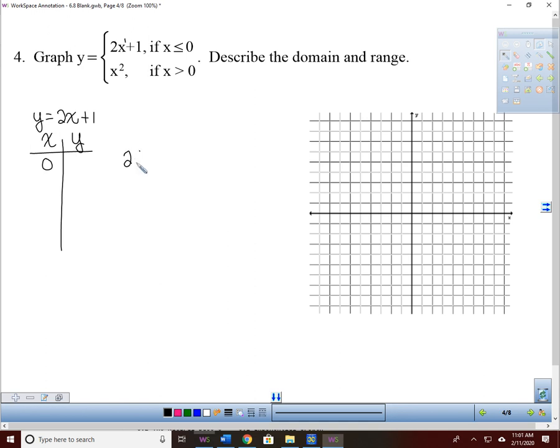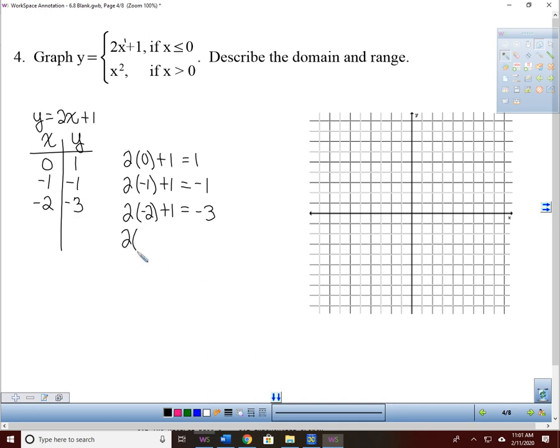So I have 2 times 0 plus 1. That would be 1. So a y value of 1. All right, then I'm picking numbers that are smaller than 0. So let's go with -1. 2 times -1 plus 1. So that would be -2 plus 1 is -1. And we'll do -2. I'm going to keep picking until I can't fit these points on the graph anymore based on what graph I'm given. 2 times -2 is -4 plus 1 is -3. So when I plug in -2, I get -3.